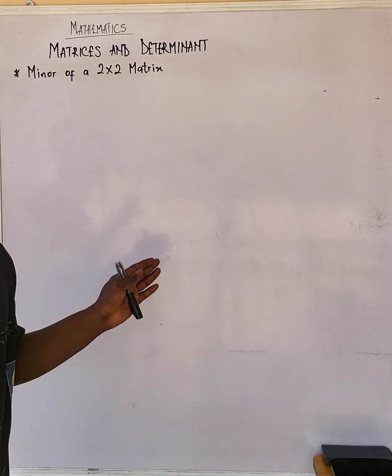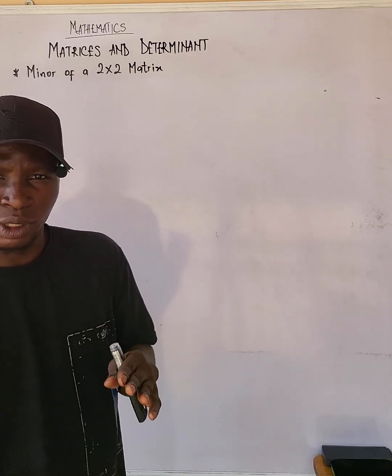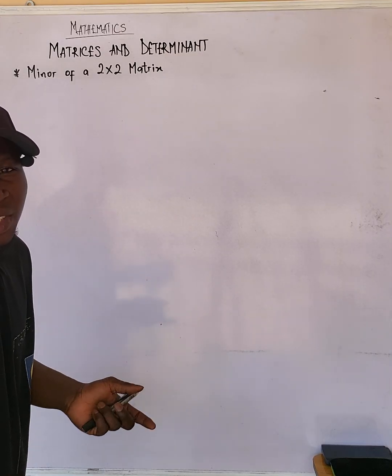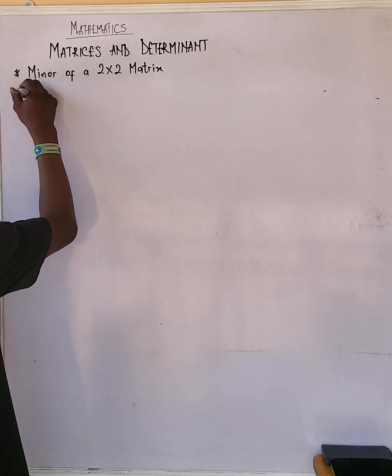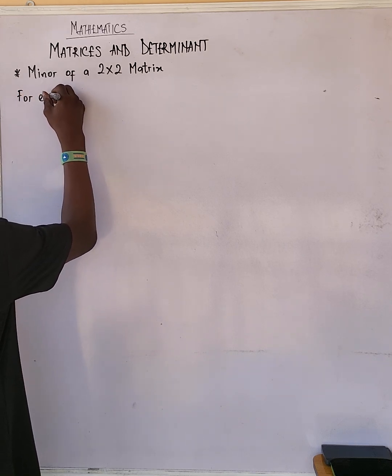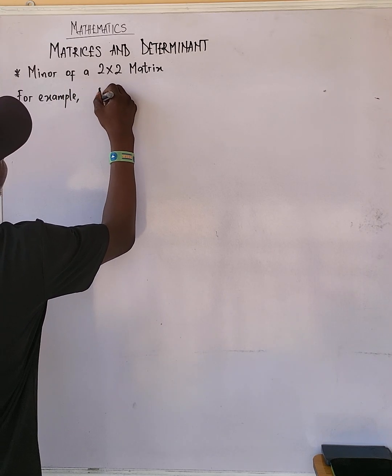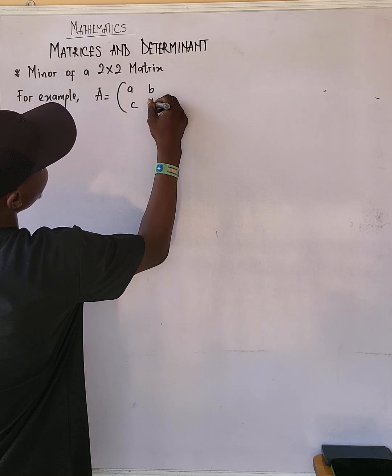Now, let's start with 2 by 2 matrix first. Everything we'll be doing here is on 2 by 2 matrix before we move to 3 by 3 matrix. Now, let's start with minor of a 2 by 2 matrix. How do you get minor of a 2 by 2 matrix? It's very, very simple. Now, let's say we are given a matrix A as A, B, C, D.